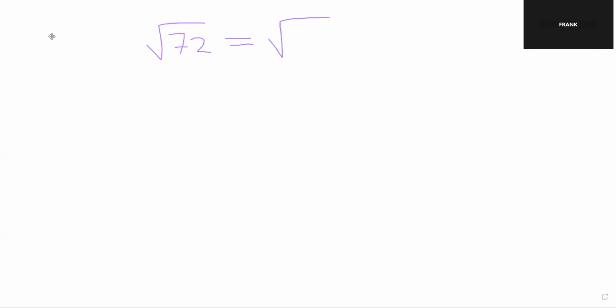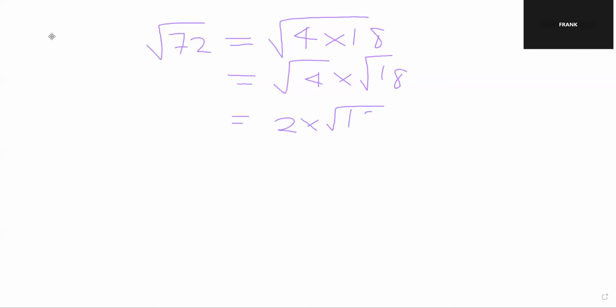So root 4 times 18. Root 4 times root 18. Root 4 is 2 times root 18. And that gives you 2 root 18. Now, this answer is unacceptable.